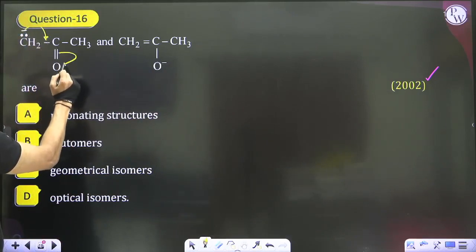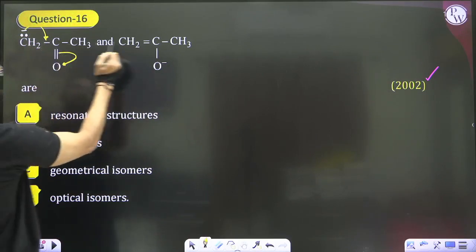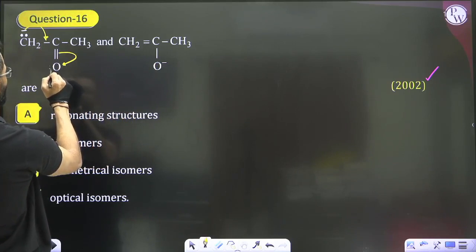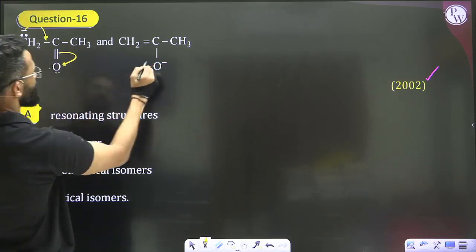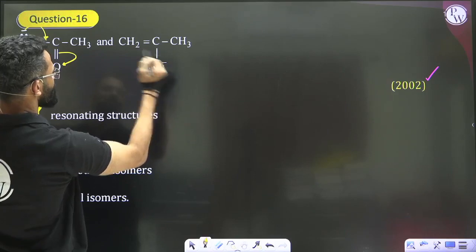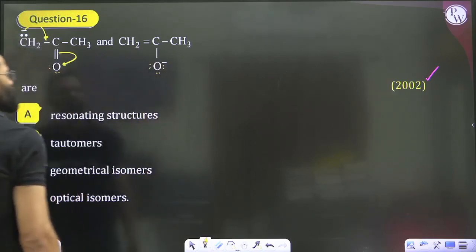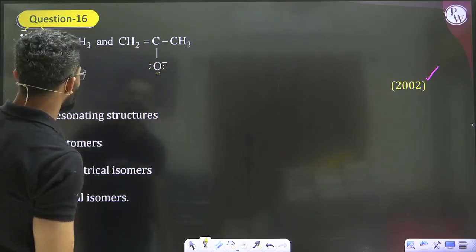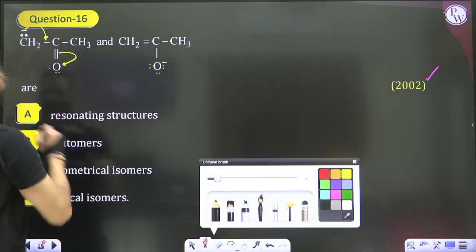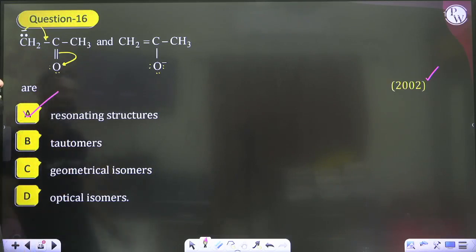So the negative charge will delocalize. The pi bond will break towards O, forming a carbon-carbon double bond. The double bond will become a single bond. And oxygen, which was otherwise carrying 2 lone pairs, now will carry a total of 3 lone pairs. As a result of which, this will become an anionic oxygen. So yes, these two structures are resonating structures of each other. The right choice is option A. These two are resonating structures.